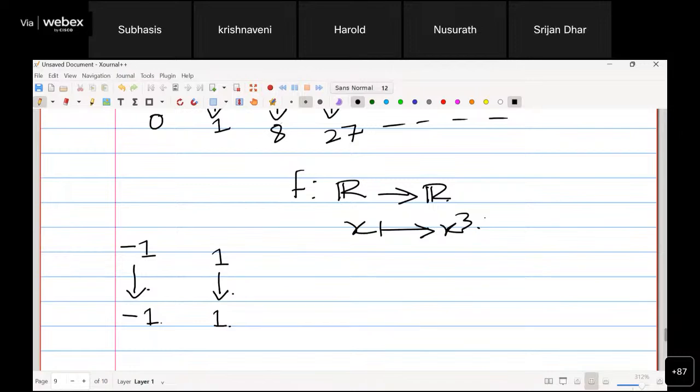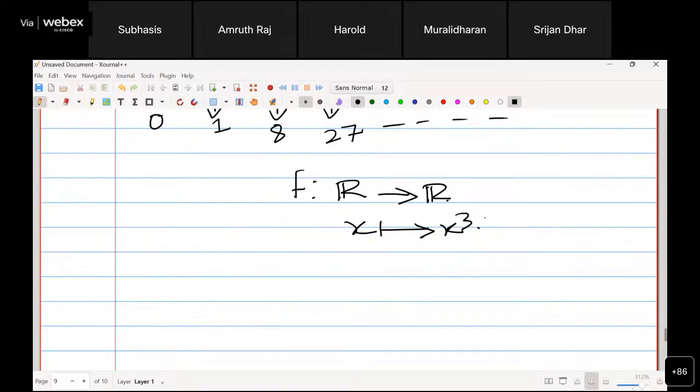The domain goes to a single codomain. It is injective, one-to-one. For every value of x, there is only one value. Why? You tell me why. Because it is cube. Correct, because of the sign value.